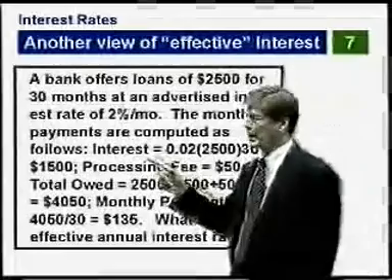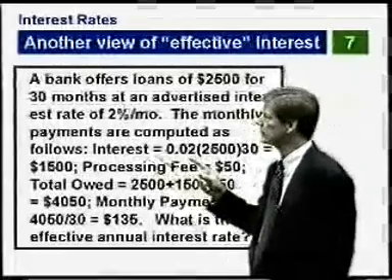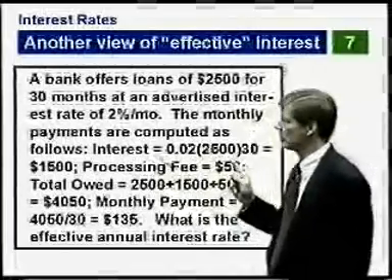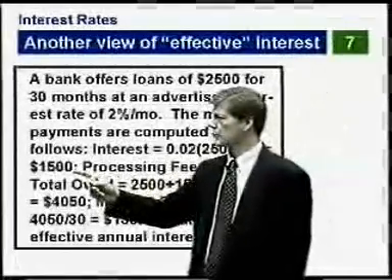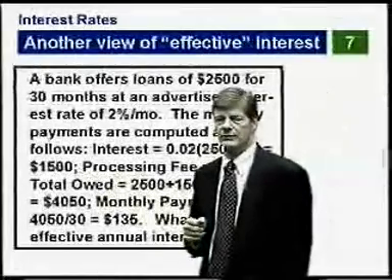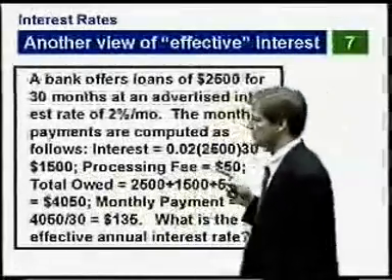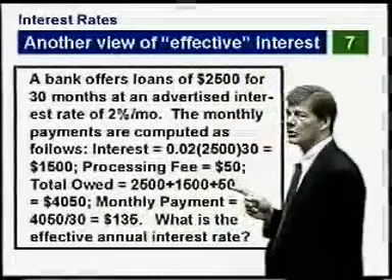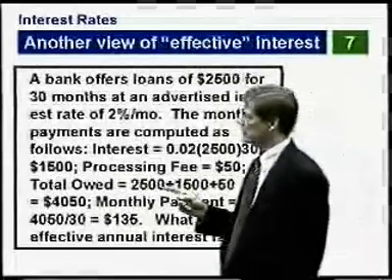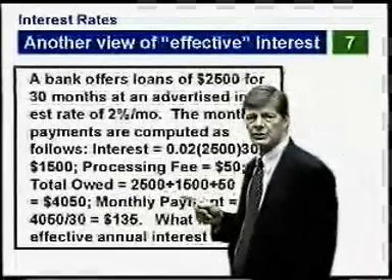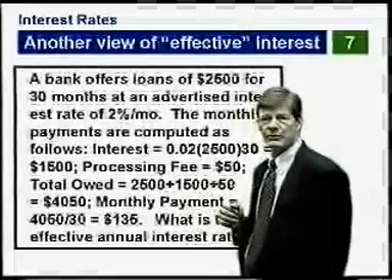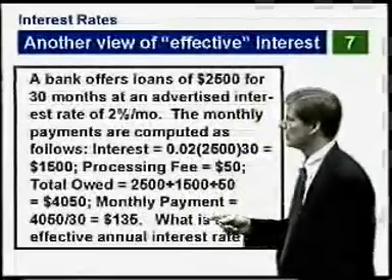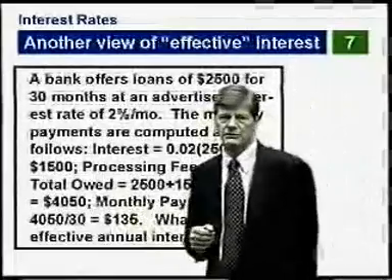The interest is calculated as 2% per month times the amount borrowed times 30 months, which results in a total amount of interest owed of $1,500. They're also going to charge you a processing fee to take out this loan of $50. So the total amount owed will be the original amount borrowed, $2,500, plus the total interest of $1,500, plus that processing fee, for a total of $4,050.